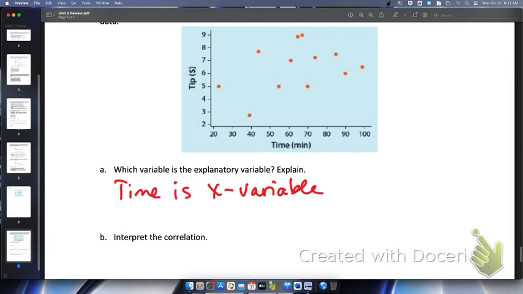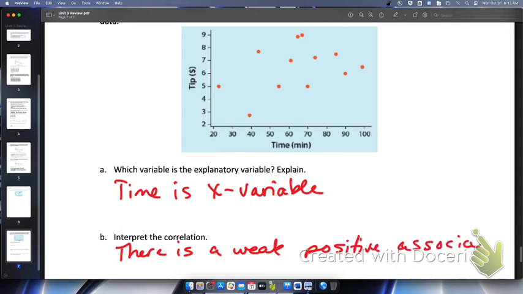Okay? So this is just basically there is a weak positive association in time versus tip. Cool? Yeah. All right. C and D, and then we're done.